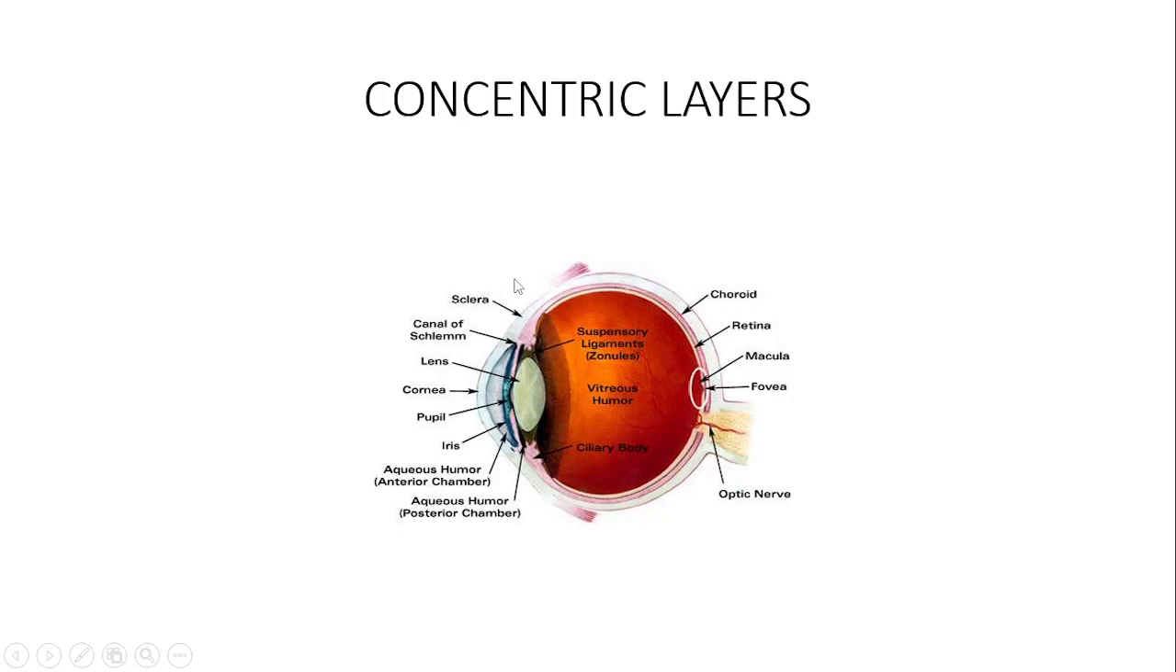Three concentric layers of the eyeball. The most external one is called the sclera, constituting the posterior five-sixths of the eyeball. And then we have the cornea, which constitutes the anterior one-sixth of the protective layers of the eyeball. Of note, the sclera is rich in type 1 collagen fibers, which are very strong and tough, giving the sclera the property of being strong and protective against external invasions.